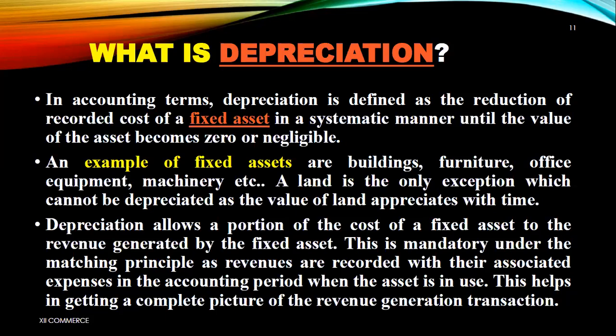It always appreciates. It means if I purchase my land in 2000 for rupees 5 lakh, but in 2015 the value of the land is not 5 lakh, it will be 5 million. So as the number of years is increasing, the value of the land is appreciating. 5 lakh becomes 5 million, it means it is appreciating, it is increasing, rather than other fixed assets which are depreciating, reducing.